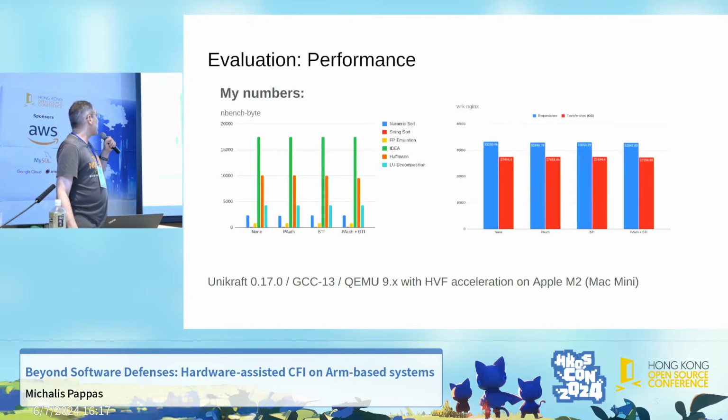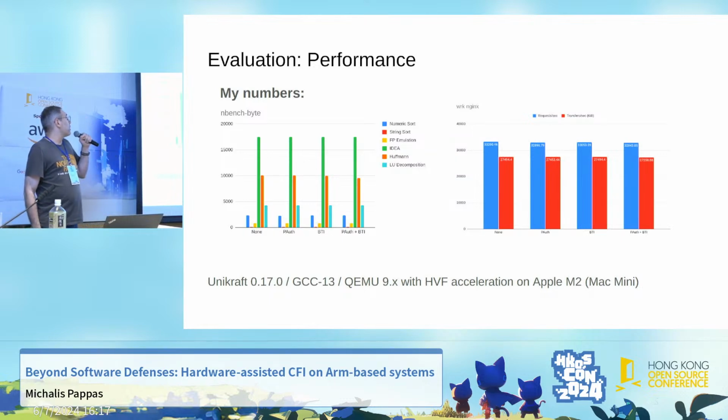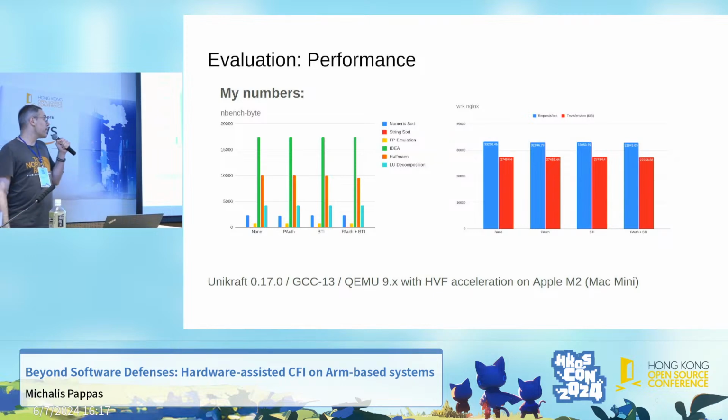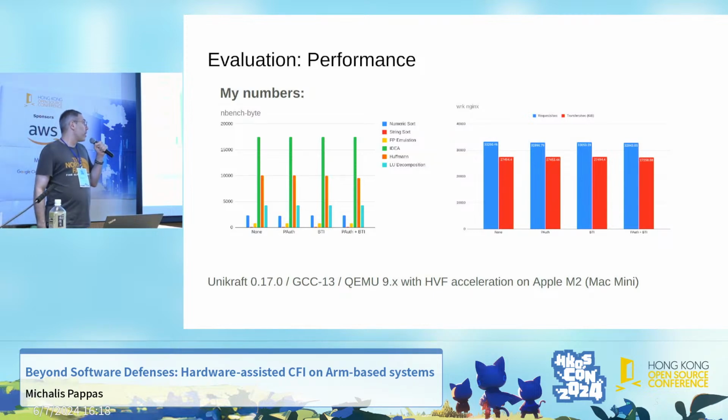Of course, I still wanted to take some measurements in practice, so I compiled Unikraft for the nbench byte benchmark, which is a very common benchmark that people use in papers. I also did the same for NGINX, using the wrk stressing tool to measure the requests per second and the transfer per second and so on. I executed this with QEMU on an Apple M2 using HVF acceleration. HVF acceleration means it's the same thing as KVM, right? Your code executes on the host CPU. There is no emulation there.